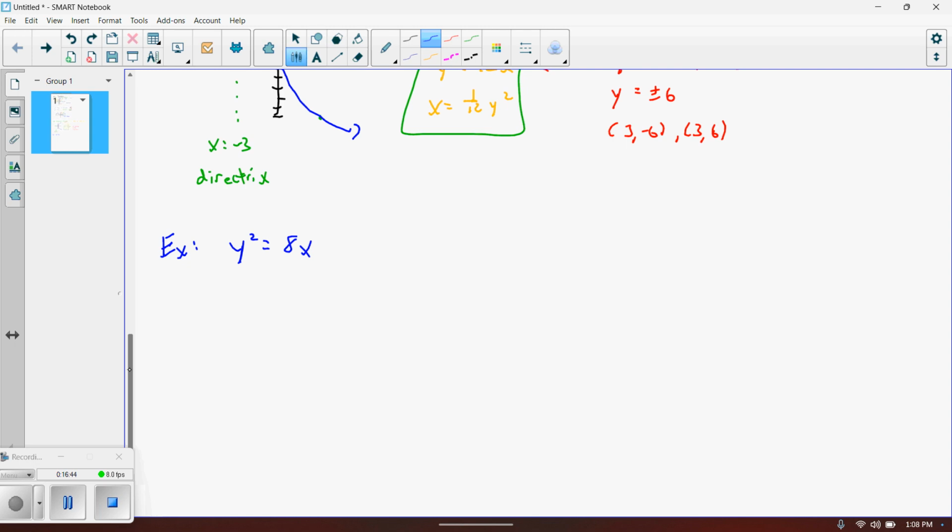So let's take a look at what information we've been given. Remember that the general equation is y squared equals 4ax.